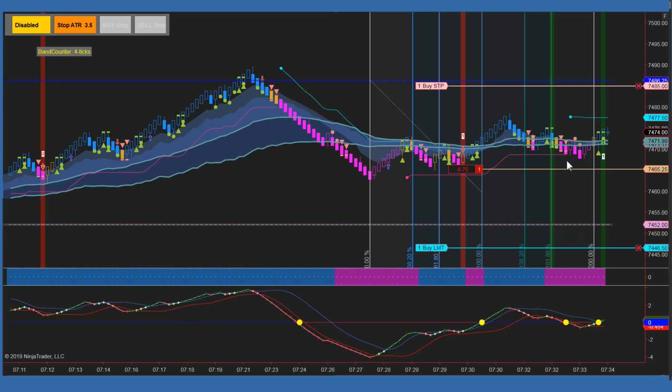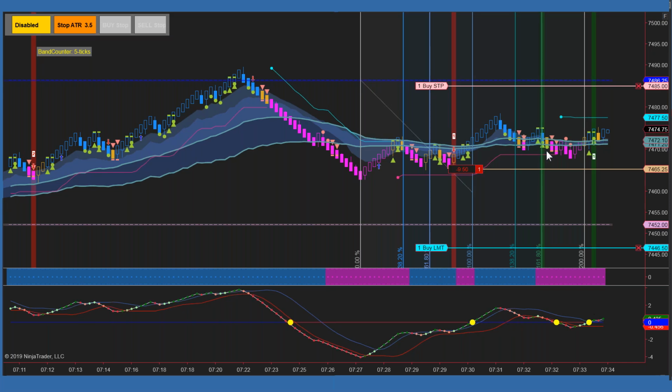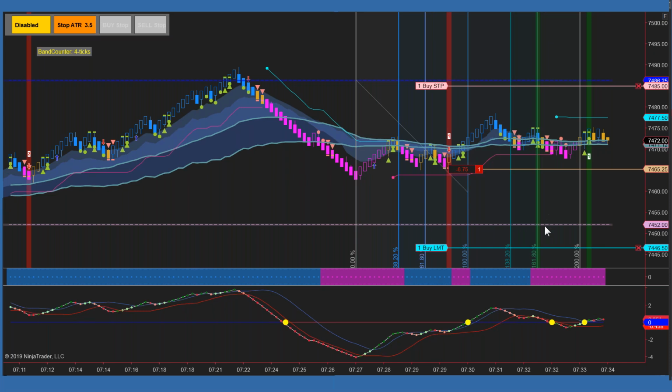Nope, nothing on this one. Well, like I said, the time extensions will not work very well when the market is moving sideways. But there you have it.